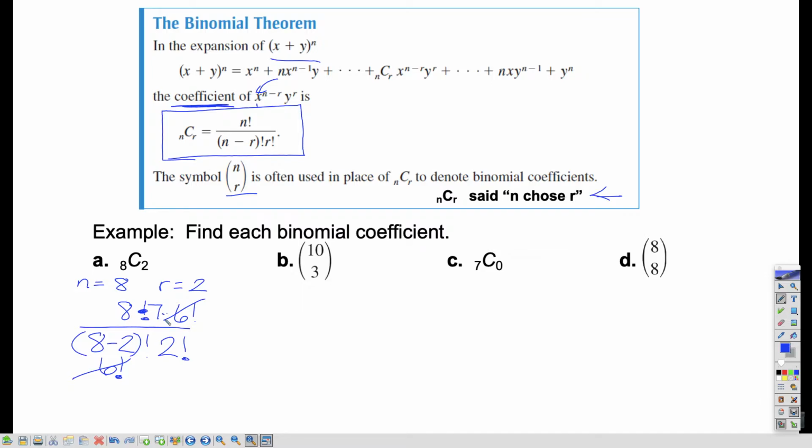And 2 factorial is just 2 times 1, right? So it'd be 8 times 7 over 2. So 2 goes into 8 how many times? 4. So it's just 4 times 7, which is 28.